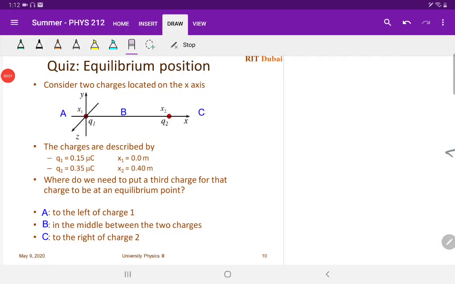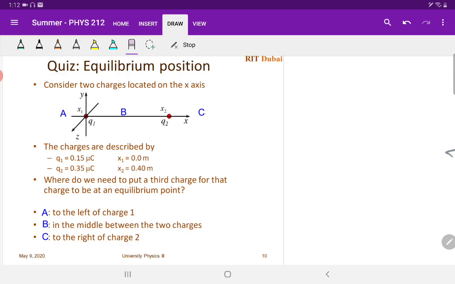Okay, welcome to the third part of the lecture. In this lecture, we'll try to solve some examples, and hopefully these examples will help you understand the techniques that we follow in order to solve the electrostatic force problems.